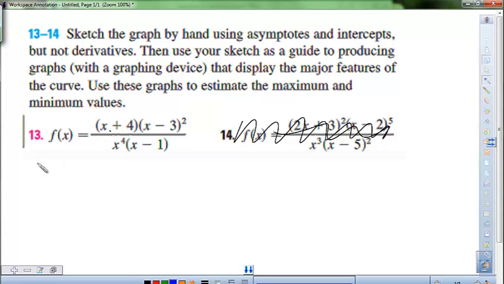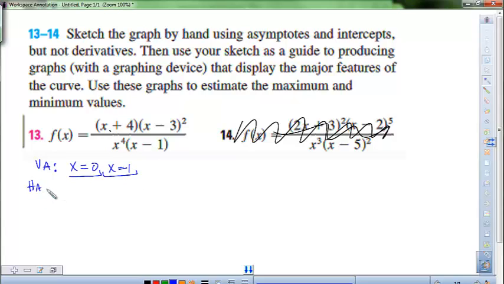Let's first examine asymptotes. So vertical asymptotes happen usually when the denominator is equal to 0, and that happens when x is equal to 0 and x is equal to 1. So it looks like we'll have some vertical asymptotes at these points.